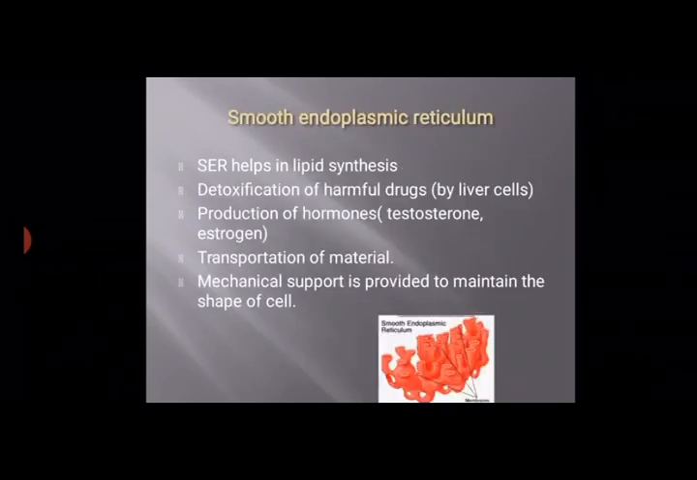The functions of smooth endoplasmic reticulum: it helps in lipid synthesis. It also helps to detoxify harmful drugs. The detoxifying organ in the body is the liver cells. It also produces different kinds of hormones, such as steroid hormones and sex hormones like testosterone, estrogen, etc. It is also involved in the transportation of material, and the very main important function is that it provides mechanical support to maintain the shape of cells.